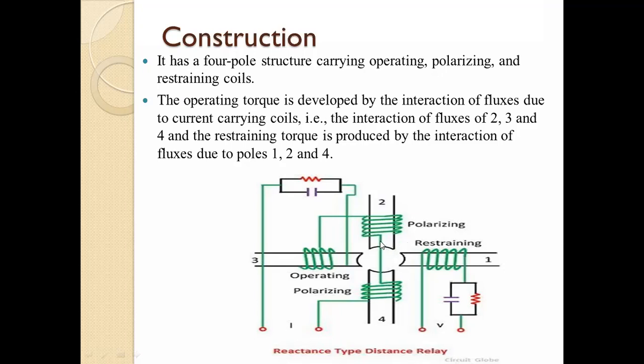Two coils are the polarizing coils. One is the operating coil and the second is the restraining coil. In almost all electromechanical relays, an operating coil is there and a restraining coil is there. The operating coil is positive for the operation of the relay. That is your operating coil.